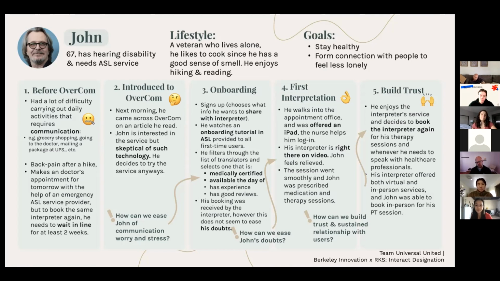John is generally skeptical about technology, but he decides to try the service. But the problem is, how can we instill more trust between John and the platform? This is where the Overcome platform provides onboarding walkthrough videos with ASL translations to help John feel more at ease from the beginning of the signup process. John was also able to filter through different interpreter profiles for medical certifications, experiences, reviews, as well as their availabilities.